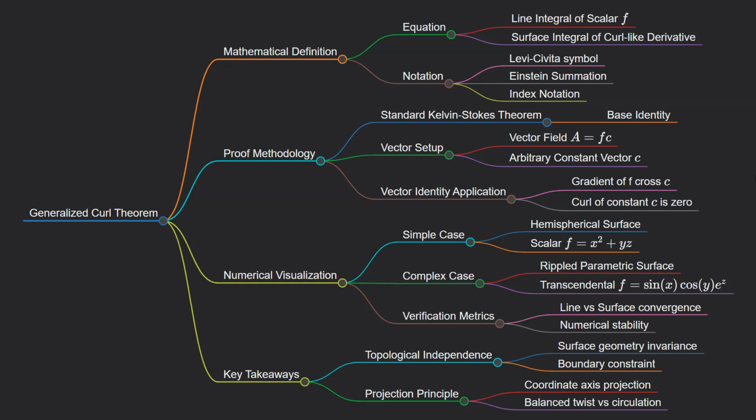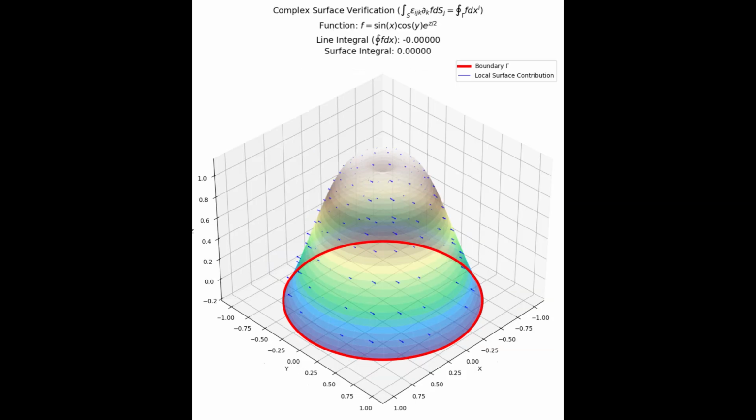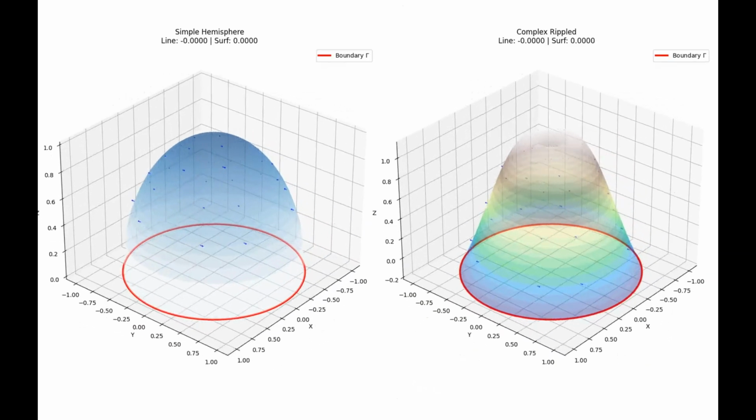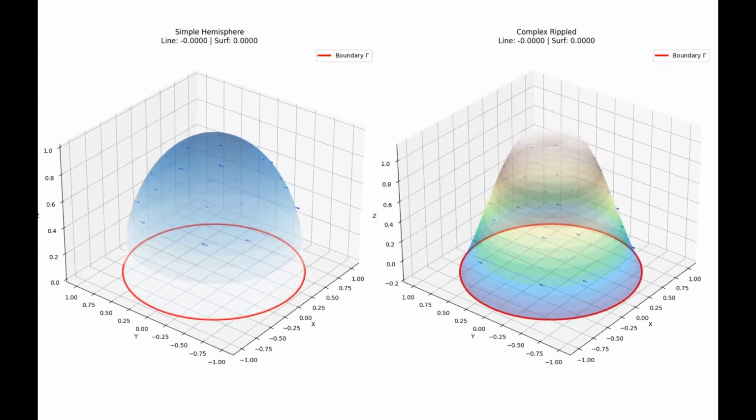The theorem effectively takes a complex 3D interaction and projects it onto a specific axis. It proves that the generalized curl theorem is a fundamental property of space itself. It tells us that the interior geometry, no matter how complicated or noisy, is always strictly governed by the values living on the edge.